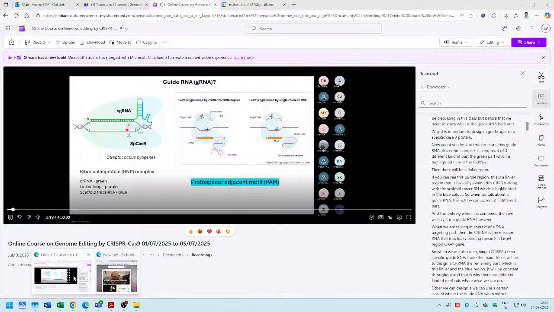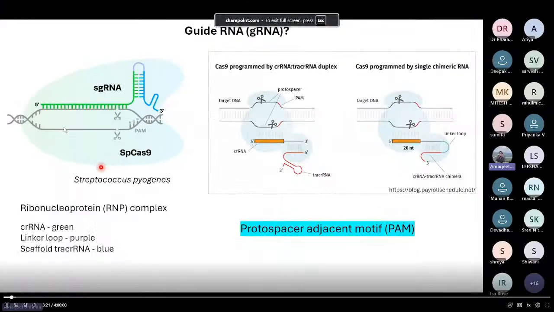However, when we are talking in the context of a DNA targeting part, the crRNA is the major RNA that is actually binding to a target region of a gene. So when we are designing a CRISPR Cas9 specific guide RNA, the major focus will be to design a crRNA. The remaining part, which is this linker and the blue region, will be constant throughout.